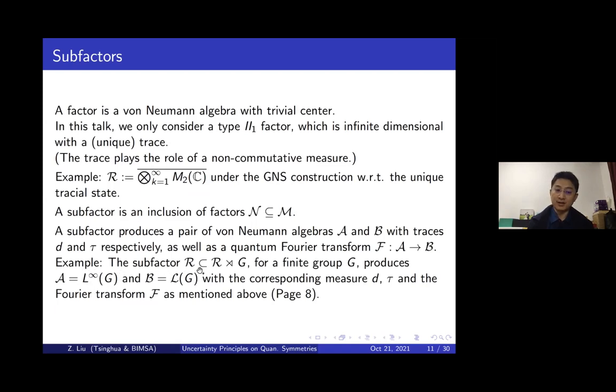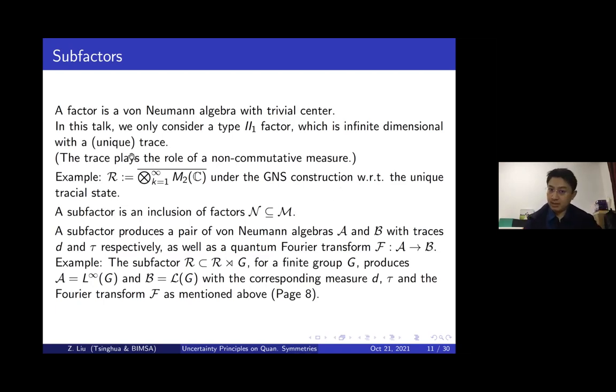One is the functions on the group, and the other one is the group algebra. And the two measures on the two factors are exactly as mentioned: one is the discrete measure, and the other is the trace of matrices. And the Fourier transform coincides with the classical one. So a subfactor is a driving machine to produce those interesting quantum symmetries with Fourier duality.